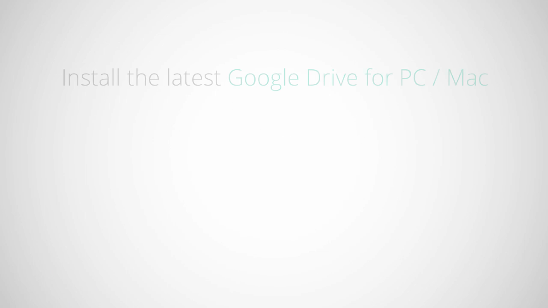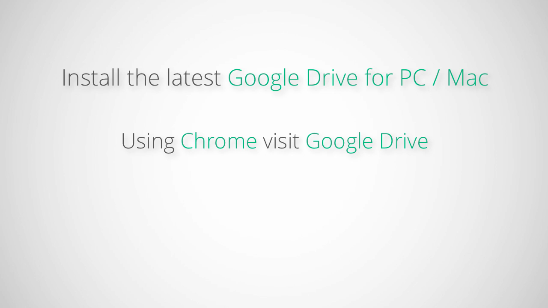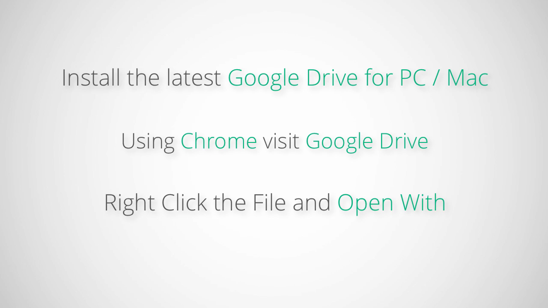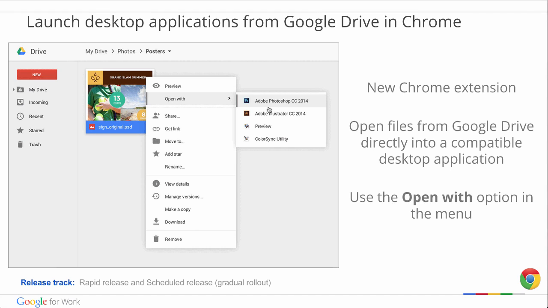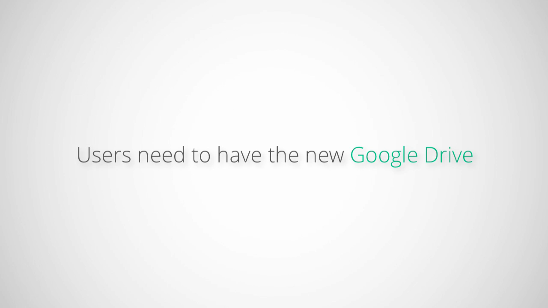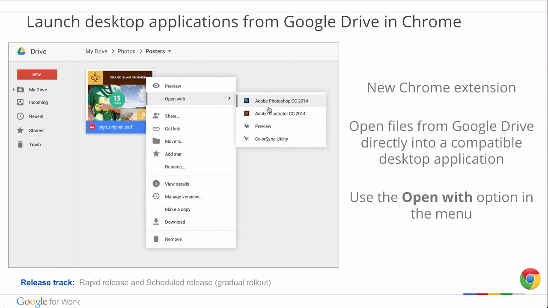To get started, your users will need to install the latest version of the Drive app for Mac or PC and sync their files. Using a Chrome browser, they visit Google Drive and right-click on the file and select Open With to see a list of compatible applications on their computer that can open that file. For example, you can choose to open a PDF file with Adobe Reader or a .psd file with Photoshop and make their edits and save changes back to Drive, which will then sync across all their devices and with all their other collaborators. They just need to make sure that they have the new Google Drive. For details on how to switch between versions, see the links below the slide.